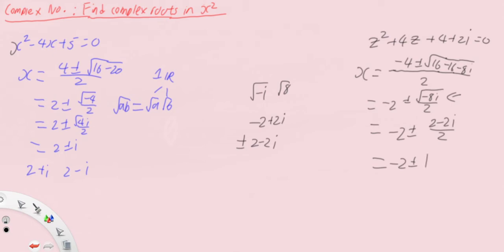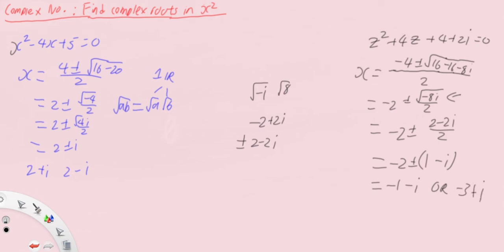So we have plus minus 1 minus i. Please add the brackets, otherwise it will be very confusing and you might get it wrong. So the first root would be minus 2 plus 1 minus i, which is minus 1 minus i. The other root is minus 2 minus 1, which is minus 3, and minus minus i is simply plus i.